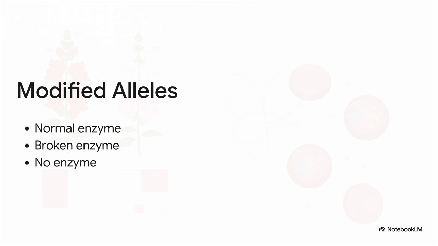The functioning, unmodified allele that produces the original phenotype is what we call dominant, while the modified, non-functioning allele is recessive. Honestly, you see a recessive trait simply because an enzyme is broken or just completely missing from the kitchen.